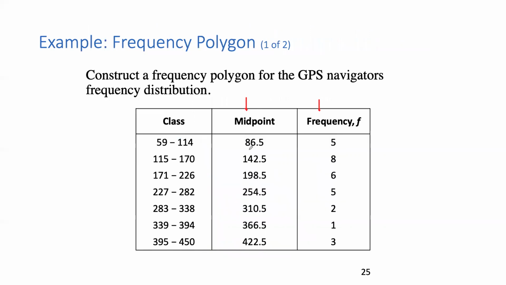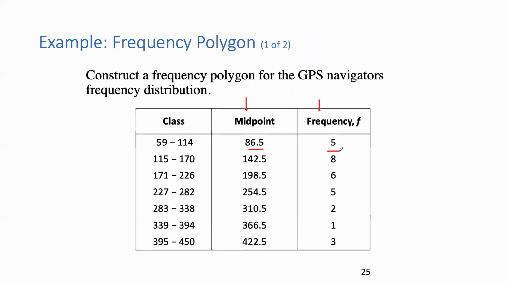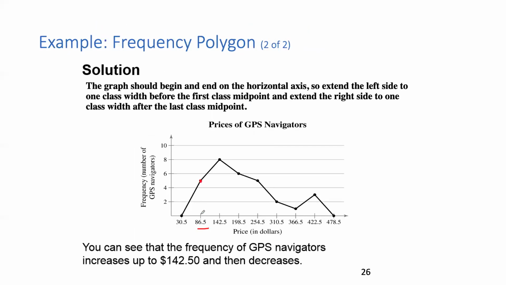So essentially I'm putting down a pair of coordinates on a graph, right? So on the x value, it will be 86.5 as it is here. And on the y value, the corresponding y value will be 5. So that's how I get this point here. When it's 86.5, the height should be 5.